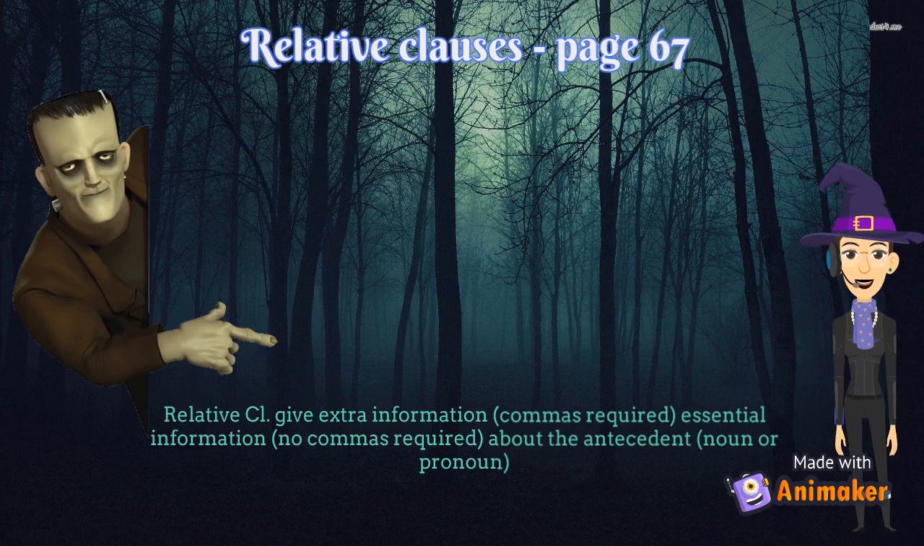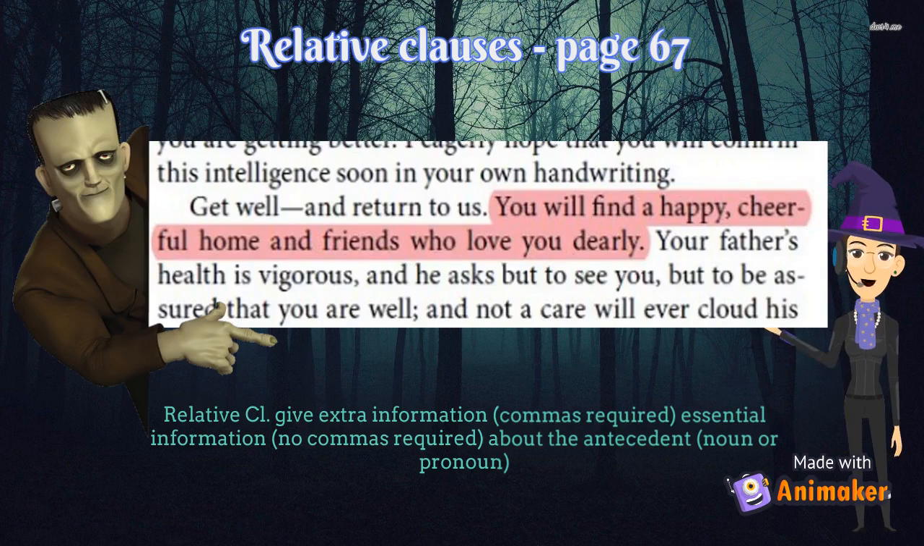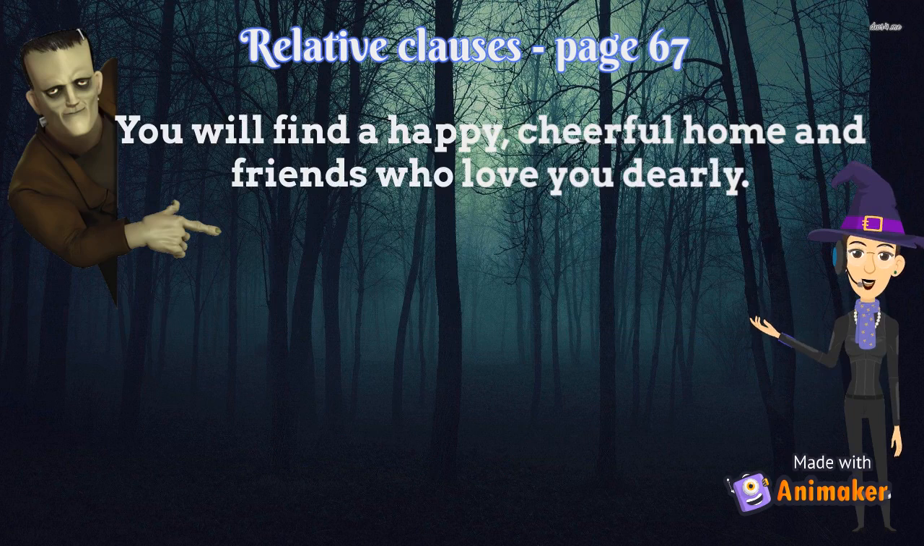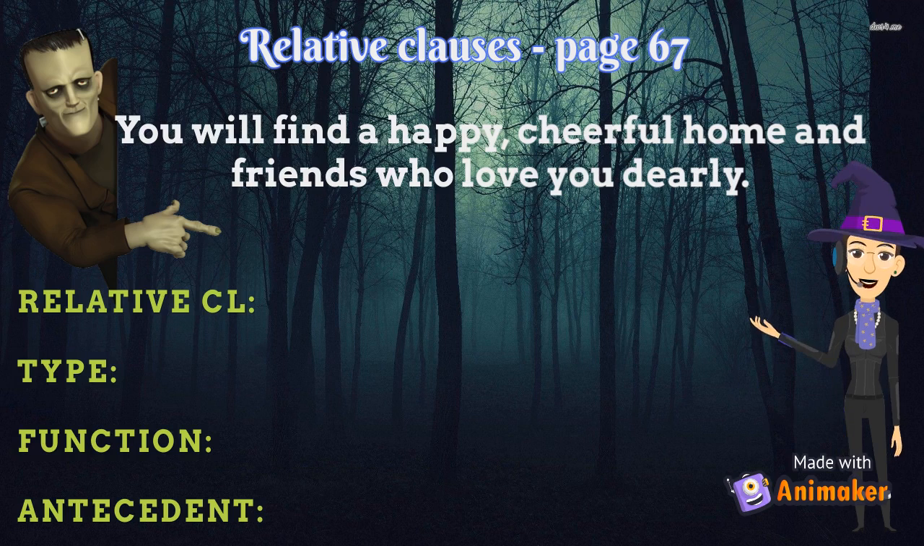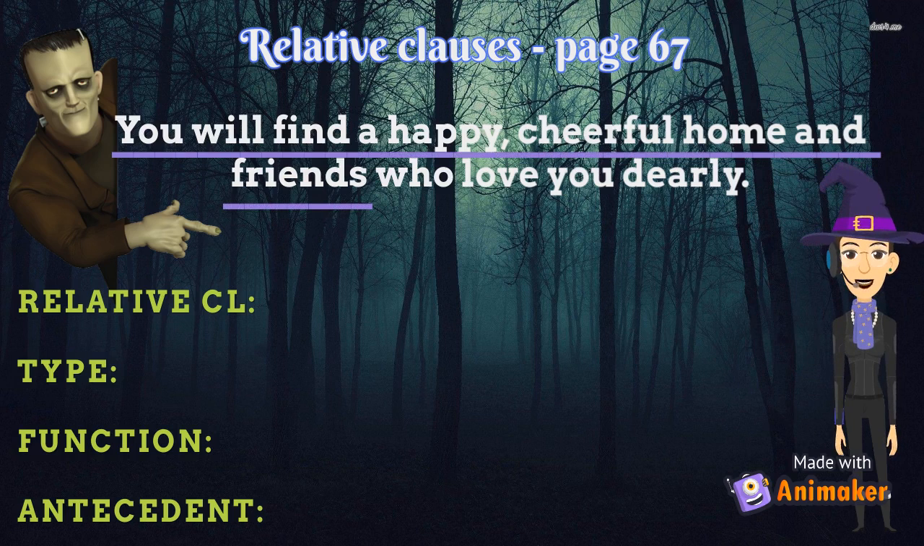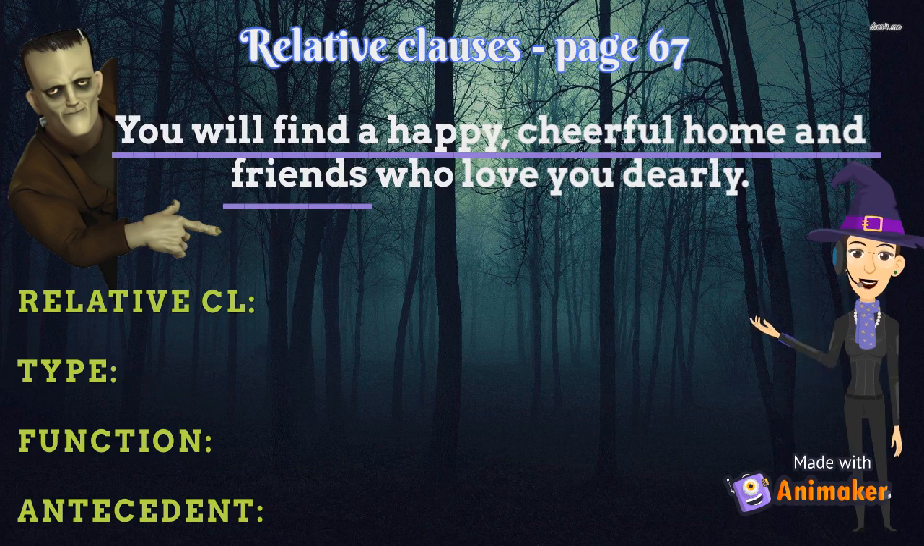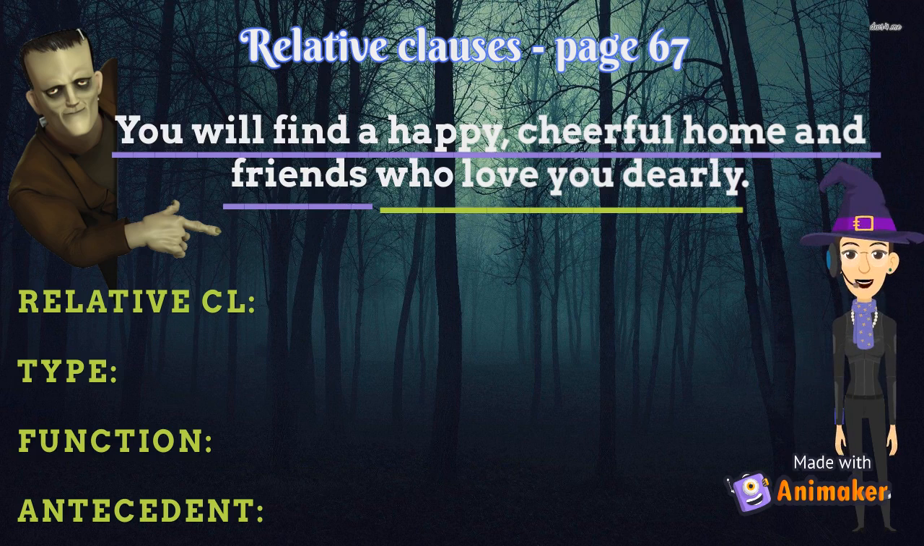Now, let's read the second example. You will find a happy, cheerful home and friends who love you dearly. Let's identify the independent clause and the dependent clause. The independent clause in this sentence is, you will find a happy, cheerful home and friends. Second, let's find the relative clause after a noun or a pronoun. In the clause, the subordinator who introduces our relative clause: who love you dearly.